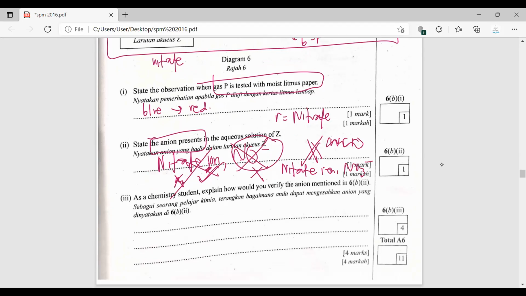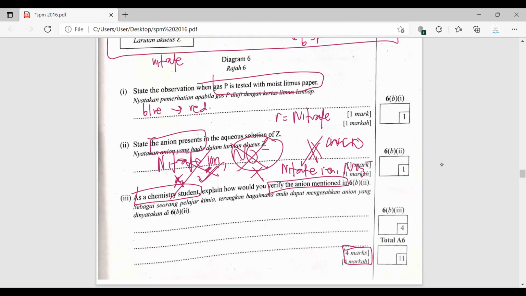As a chemistry student, how can I verify that this is nitrate ion? Very famous question here. How can you verify that it is nitrate ion? 4 marks. You must have 4 lines. Do you remember nitrate ion? What must you add?